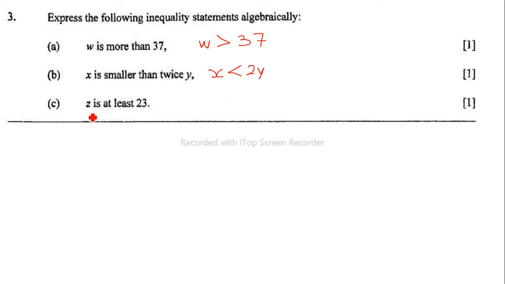7 Z is at least 23. It's equal. You're going to put Z, the mouth with the underline, a line underneath 23. Wow. Very good, Nance. Very good. Who's your teacher?